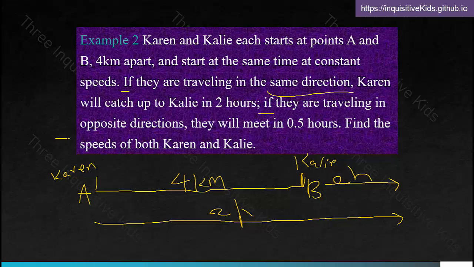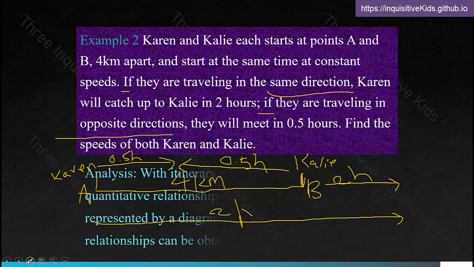If they're traveling in opposite directions, which is another scenario, they're going this way, they will meet in 0.5 hours. So they're now going towards each other and they're going to meet and say hello. So find the speeds of both Karen and Kaylee.